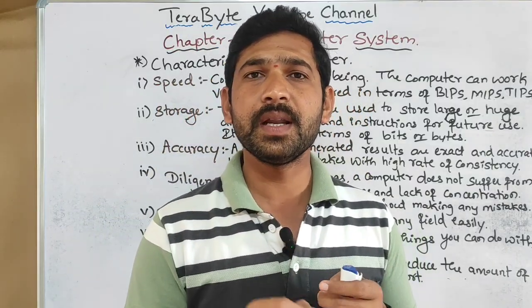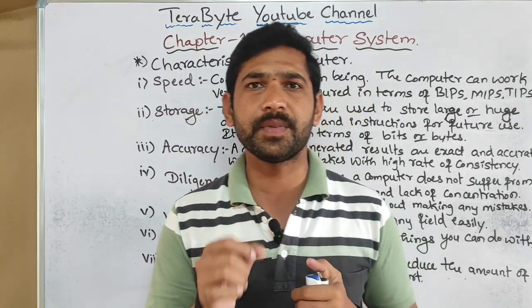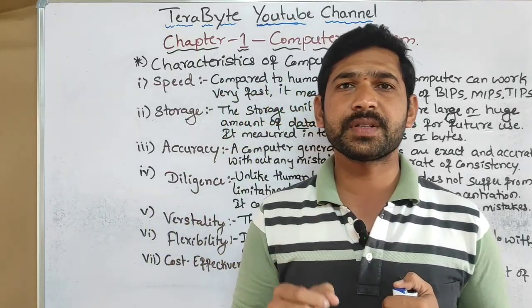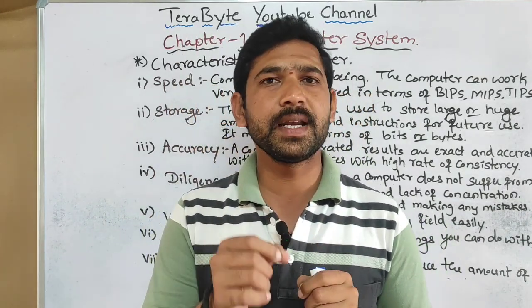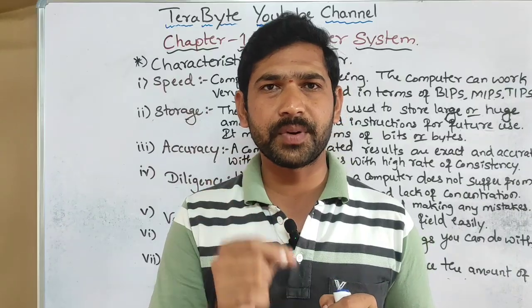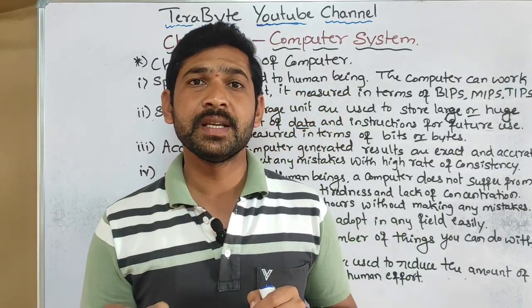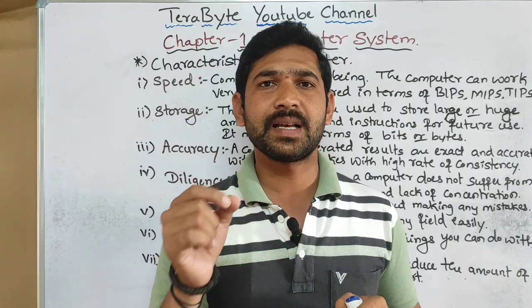So what do you mean by computer? A computer is an advanced electronic machine which accepts raw data from the user, processes the data in the processing unit and produces the processed data through the output devices. Finally, it stores the data in the storage unit for future use. That is called computer. Okay? The next one is father of computer. Who is the father of computer? The father of computer is Charles Babbage.